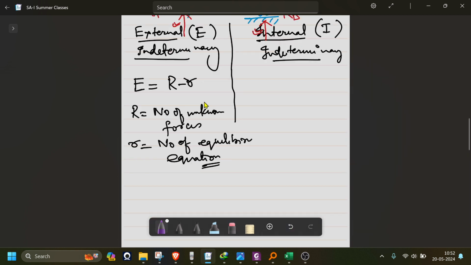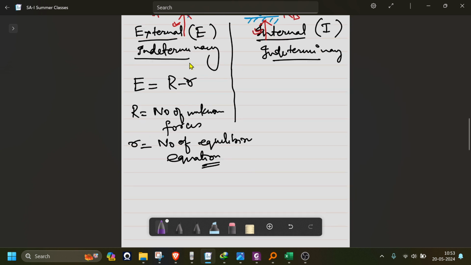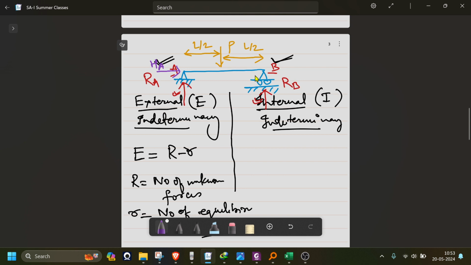So in this case, what will be the reaction forces? How many reaction forces will be there? It will be RA and RB, and one reaction force will be there, that is HA, the horizontal, right? But since this is a case of beam, we can neglect this one. If we neglect this horizontal force, the number of equilibrium equations will go from 3 to 2. Okay. Let's consider that here 3 unknown reactions are there.